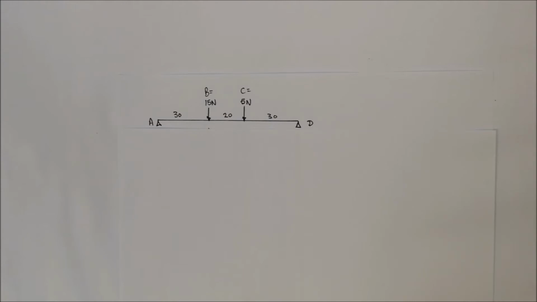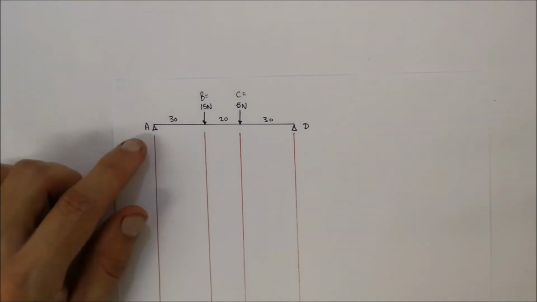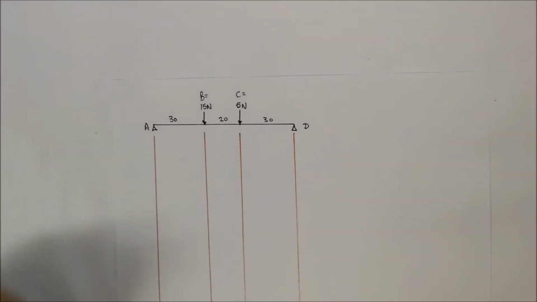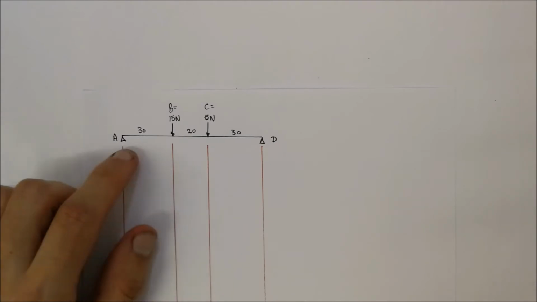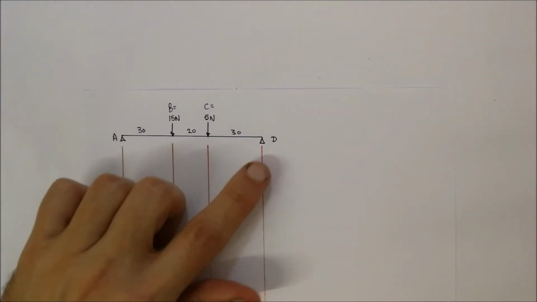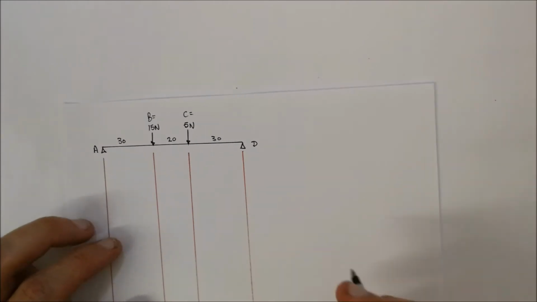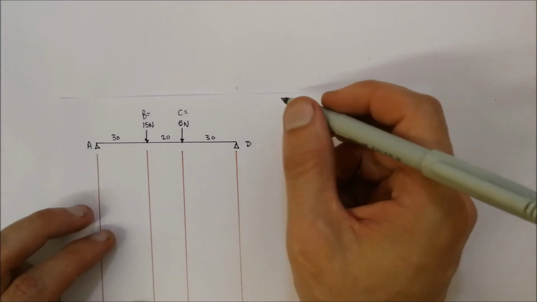What I've also done is, at each of these points where there would be some other force acting on that specific beam, I've drawn down vertical lines with a ruler very accurately, and we will be using that very soon. But before we look at that, we need to calculate what the forces are at A and at D.